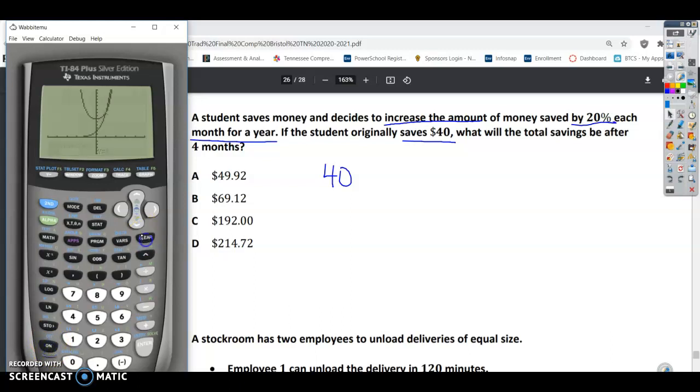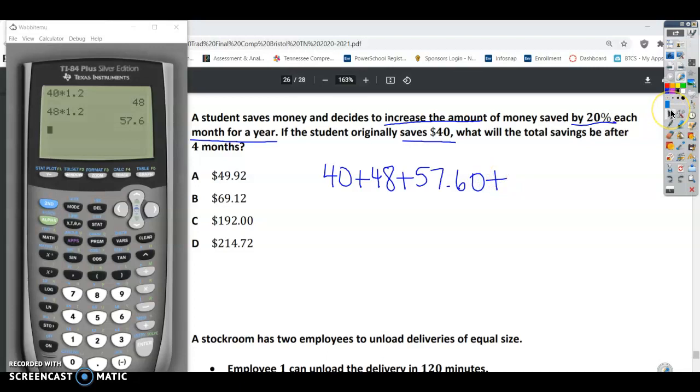So if we look at this, we're going to do 40 times 1.2, which is an increase of 20%. So that would be $48 for month 2 for their savings. And then for month 3, we would do 48 times 1.2, which is $57.60.